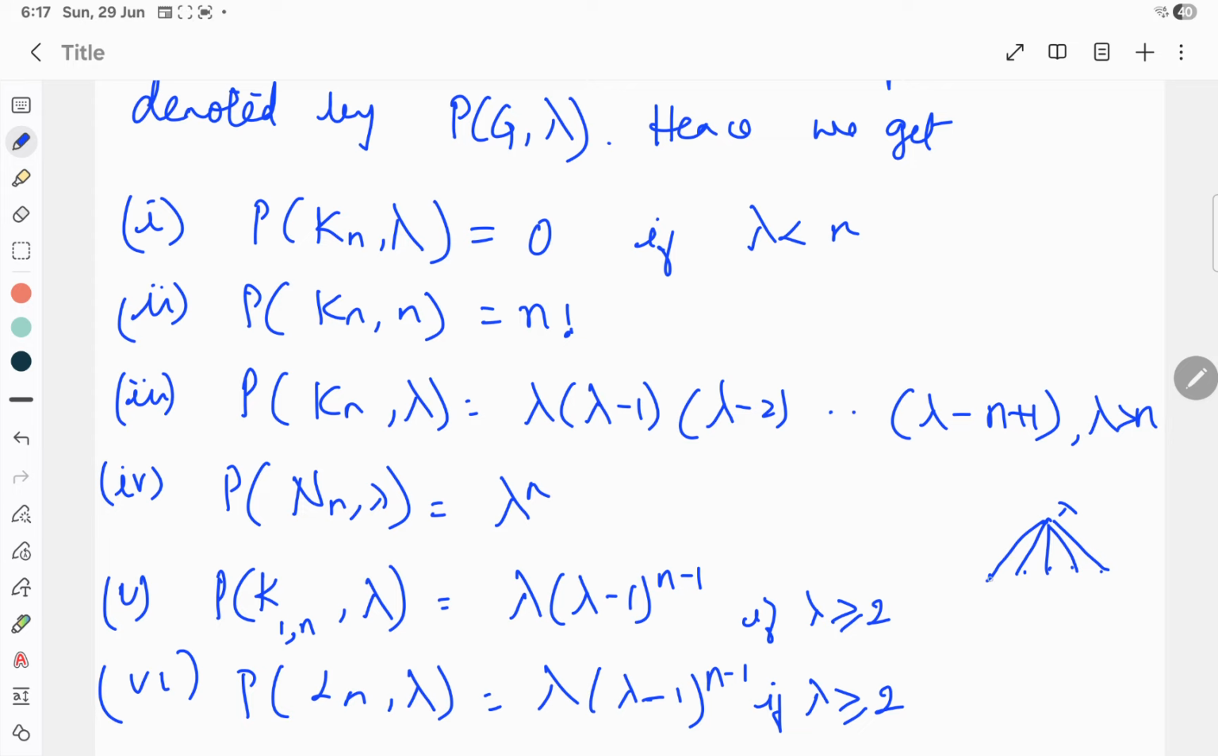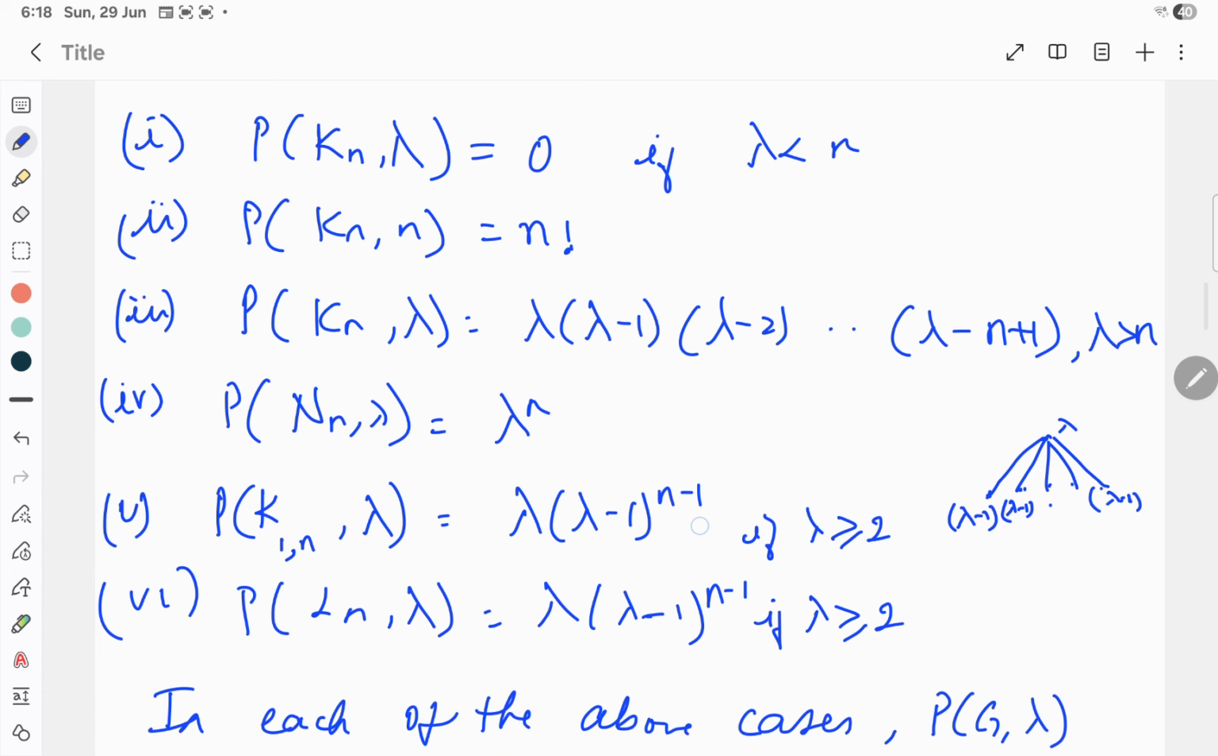Next, this vertex should be colored with lambda minus 1 colors. I have lambda minus 1 ways of coloring this vertex. And since there is no adjacency between these two vertices, I can also color with any color, right? So this is also lambda minus 1. All remaining vertices can be colored with lambda minus 1 colors. Therefore, it is lambda into lambda minus 1 to the power n minus 1, provided lambda is greater than or equal to 2.